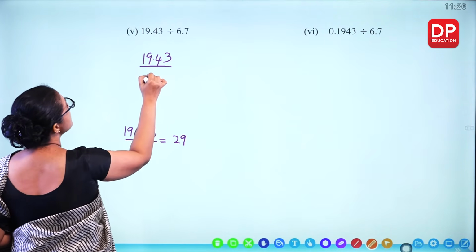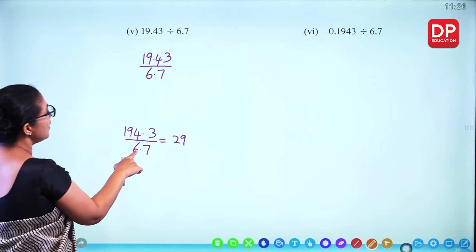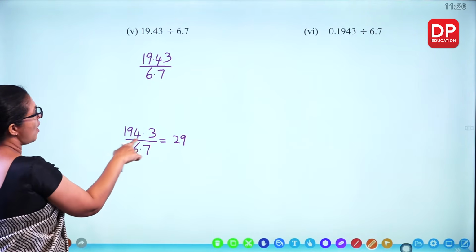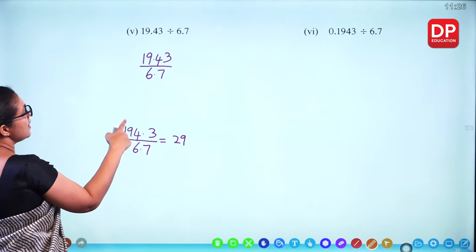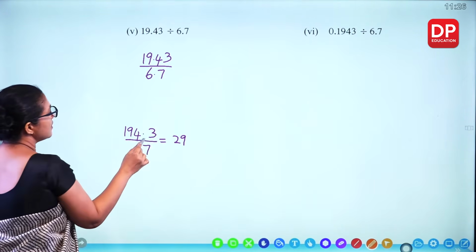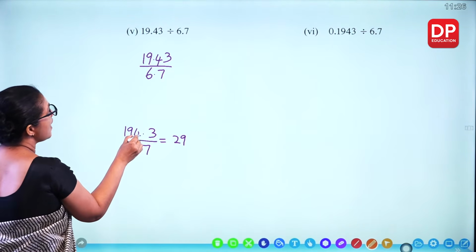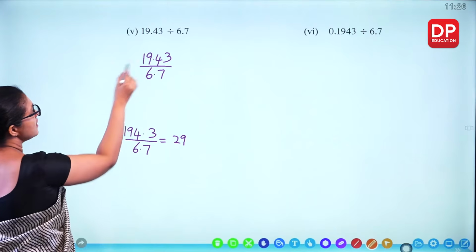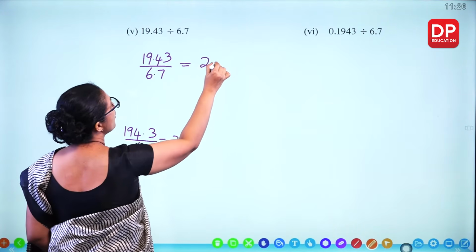19.43 over 6.7. Okay. Now 6.7 is there. How do you get this one? Multiply by 10. So here when you divide this by 10, you get 19.43. So that means you are getting 2.9.